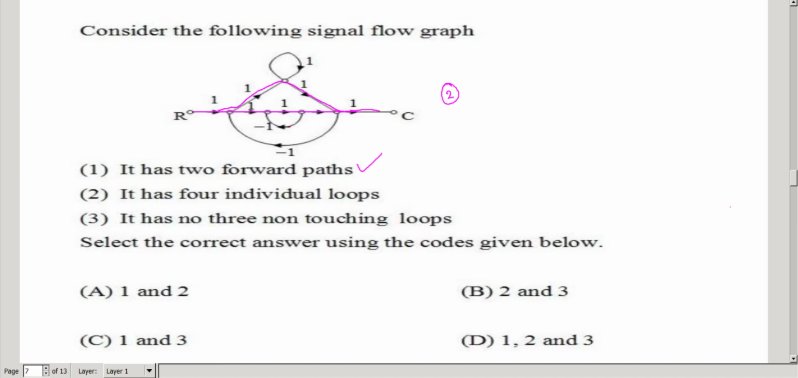How many individual loops? This is individual loop 1, this is individual loop 2, this is individual loop 3, and this is individual loop 4. How many individual loops? 4. It is correct. And again he asked about 3 non-touching loops. This is one non-touching loop, and another non-touching loop 2. It has only 2 non-touching loops. So it has no 3 non-touching loops. Answer is correct. Okay, let's see the next question.